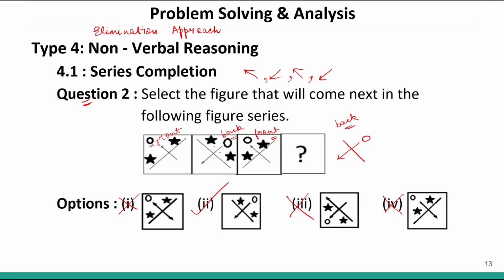Over here they are in the quadrants of the opposite direction of the arrow. Over here again they are in the quadrants facing the arrow. So now they will be in the quadrants facing opposite from the arrow. So our image will look like this, which is given in option number 2. So option number 2 will be the correct answer. Clear? This is how you solve questions on series completion.